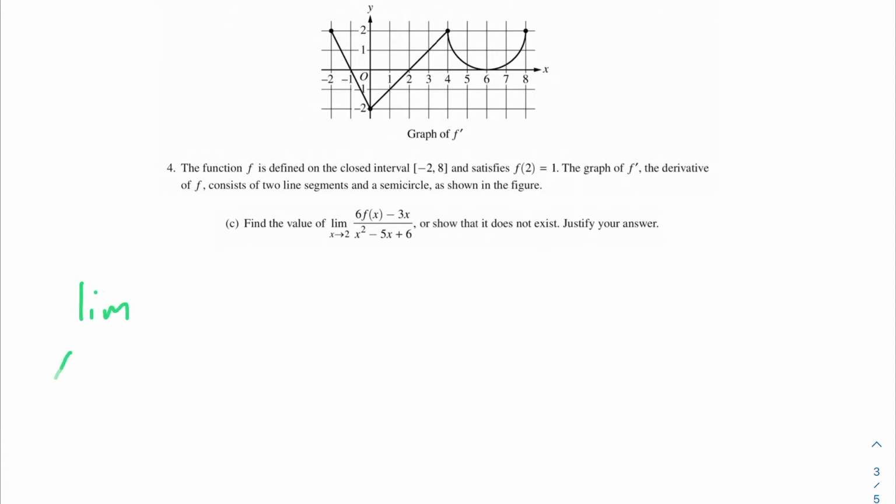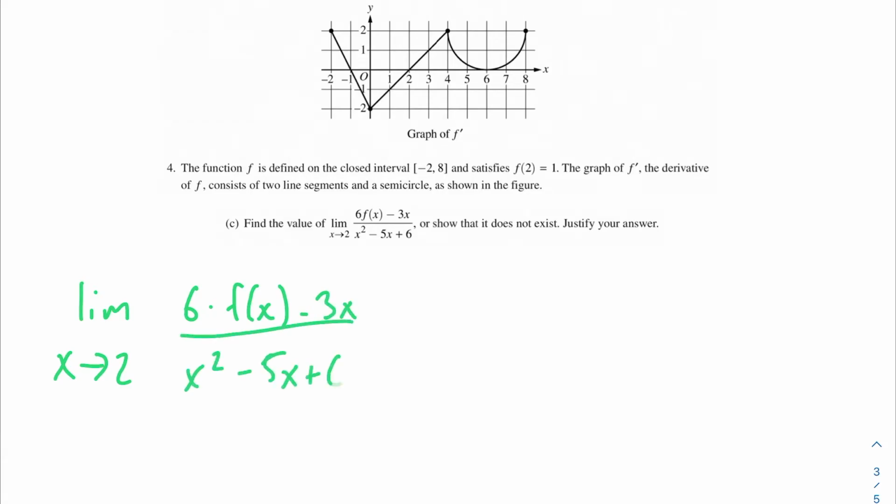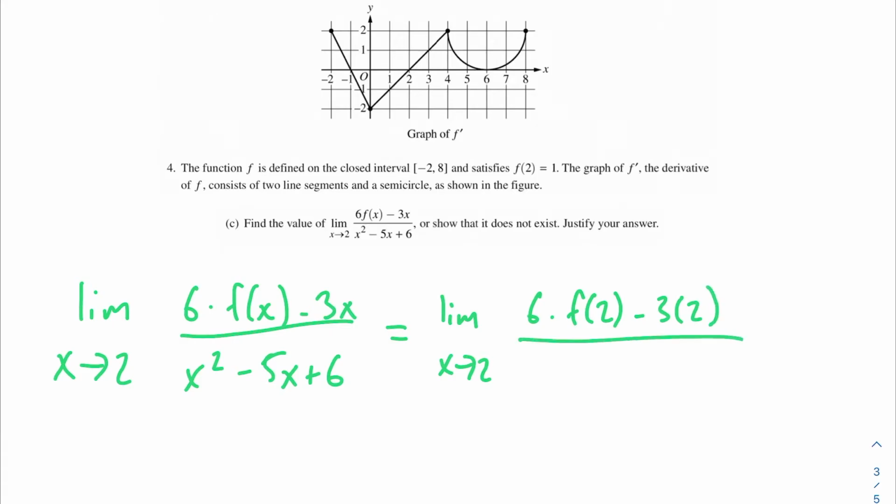So the limit as x approaches 2 of 6 times f of x minus 3x over x squared minus 5x plus 6. So let's just try to plug in 2 and see what that gives us. So we get the limit as x approaches 2 of 6 times f of 2 minus 3 times 2 over 2 squared minus 5 times 2 plus 6. So f of 2, we're being told in the problem, is 1. So we can go ahead and substitute that out.